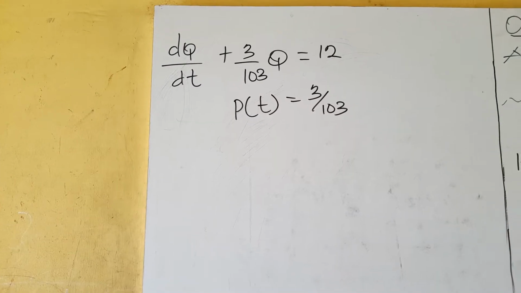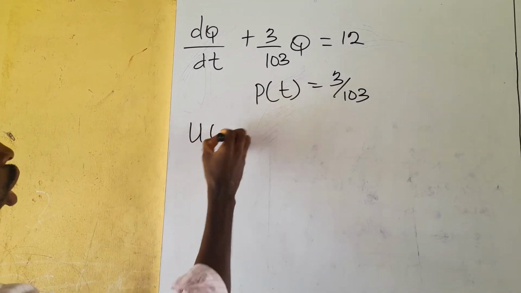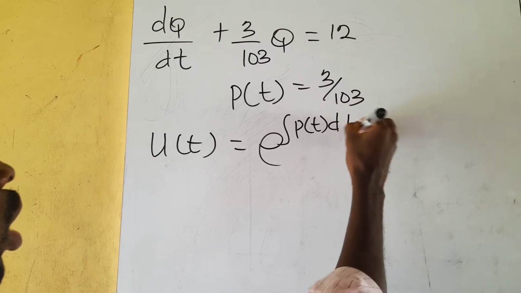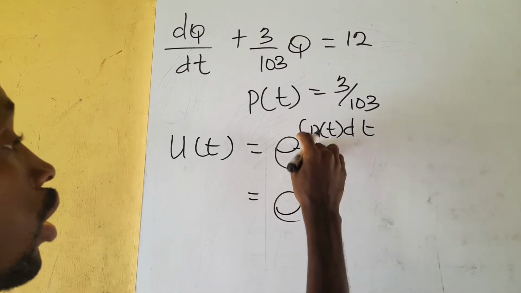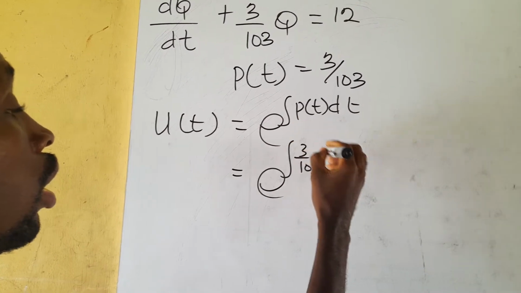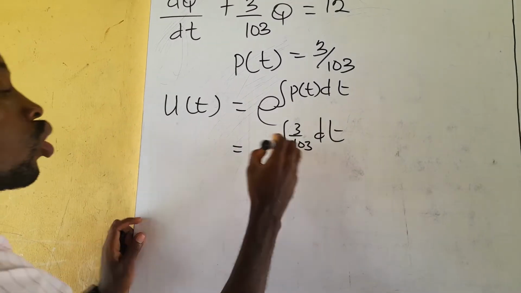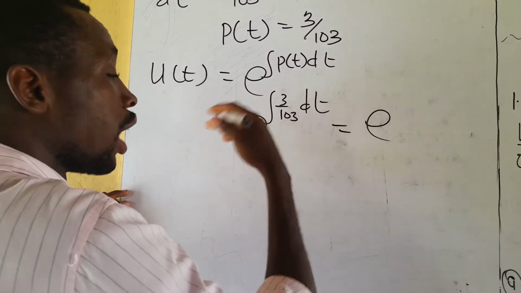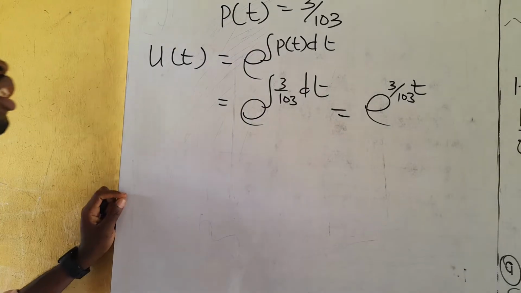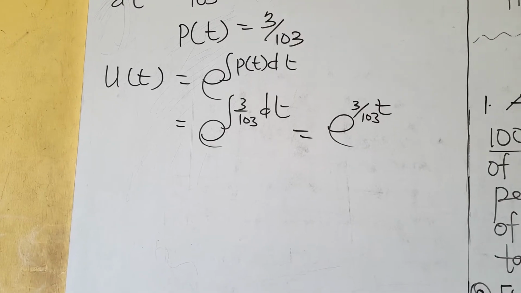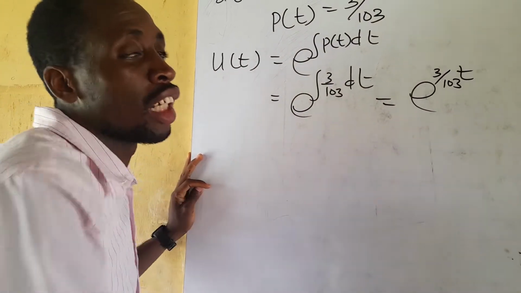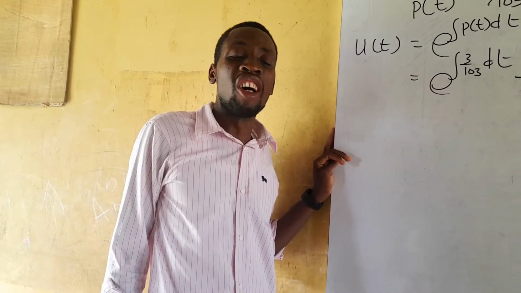So let's find our integrating factor. We say our integrating factor u of t will be equal to e to the integral of p of t dt. So this will be e to the integral of 3 over 103 dt. This is constant. So when we solve this, the integral is just the constant times t. So we'll get e to the power 3 over 103 t. I hope you get that. So remember when we're solving a linear first order ordinary differential equation, after we find the integrating factor, please check out my videos on how to solve linear first order ordinary differential equations.